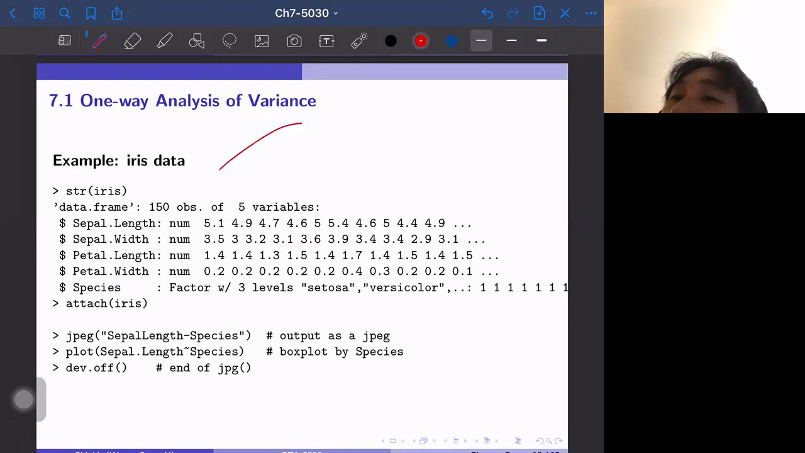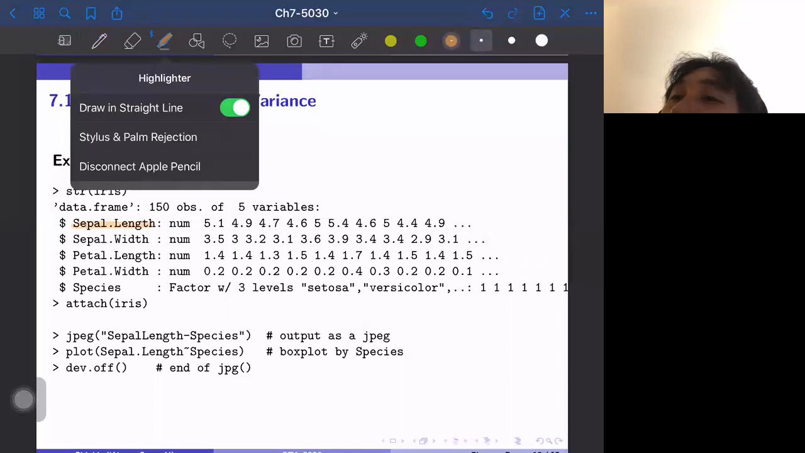Hi, now we will discuss an example for one-way layout. So we use the iris data. This is the most famous data. This data set has 4 variables and 1 factor variable. So we think about the sepal length. This is the variable, so we have x.